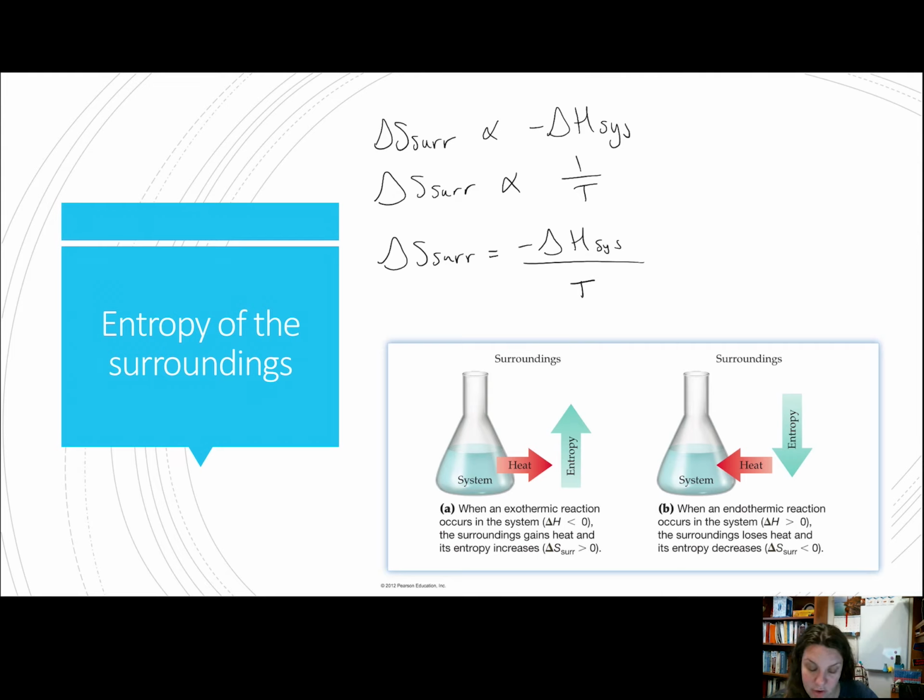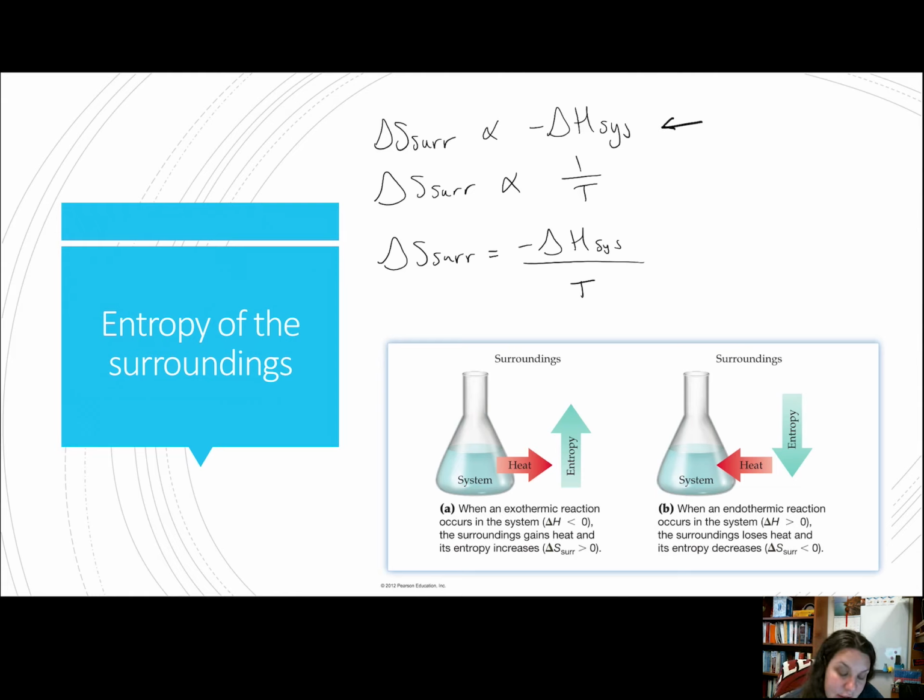Okay, so what happens if we have an exothermic process? We're going to release heat. That heat is going to go into the surroundings. So if we're releasing heat, that's a negative value, but for entropy, we want that to be a positive value, so that is why we take the negative of that delta H. So when we release that energy into our surroundings, it is going to absorb it and become more disordered.